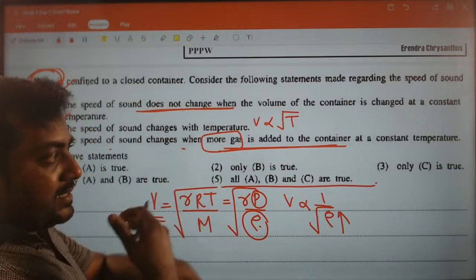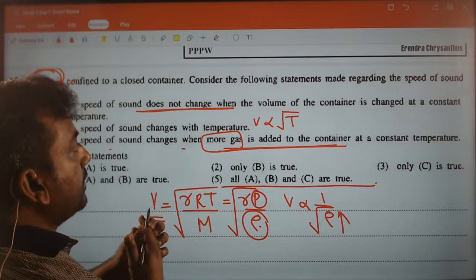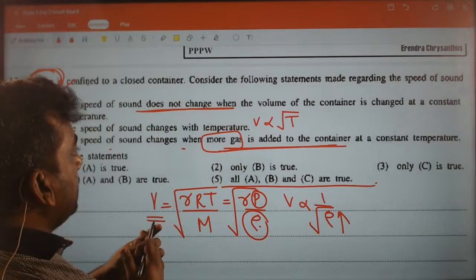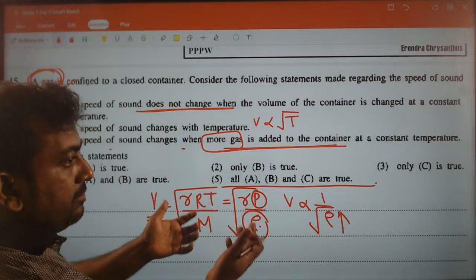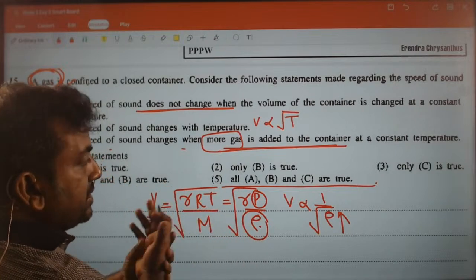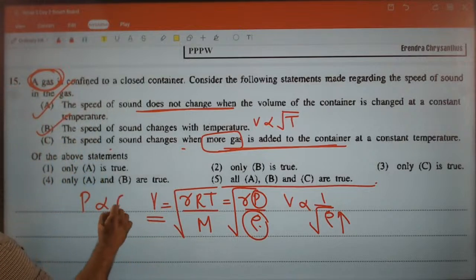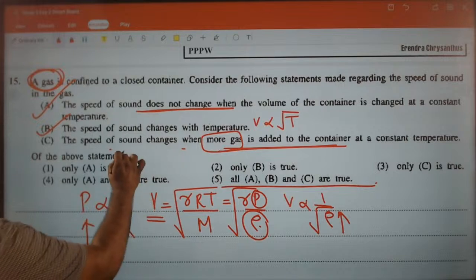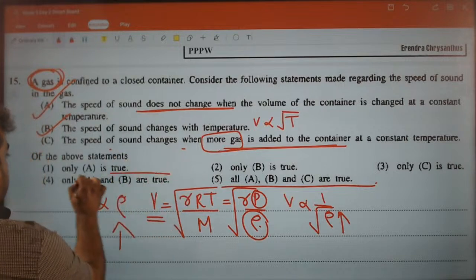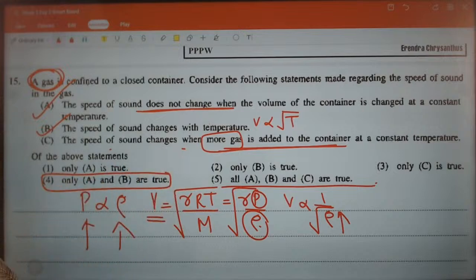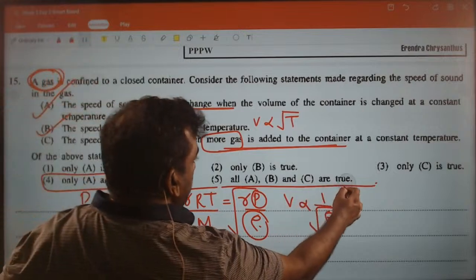If you are adding the same gas, what happens? If you are adding the same gas, more gas is added, density will change. Also, you know, pressure is proportional to density. Density changing means pressure will change. Speed of sound will not change. So correct answer only A and B.